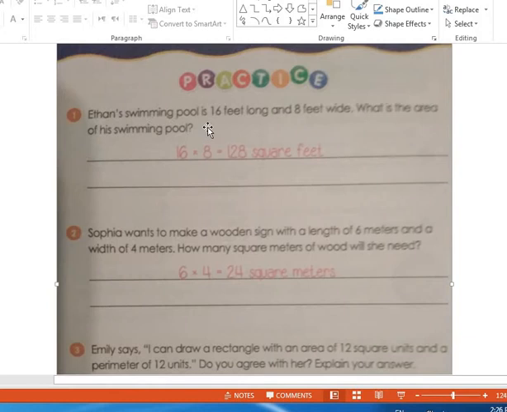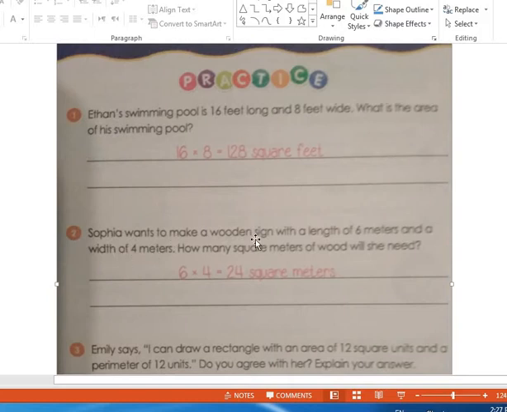Ethan's swimming pool is 16 feet long and 8 feet wide. What's the area of the swimming pool then? I want to know the area. So the area equals length times width. This is my plan. So I'm going to carry out my plan, which is length times width equals 16 times 8 equals 128.